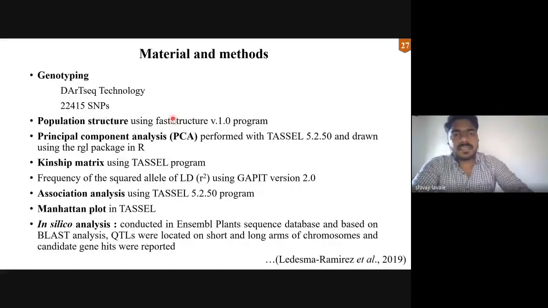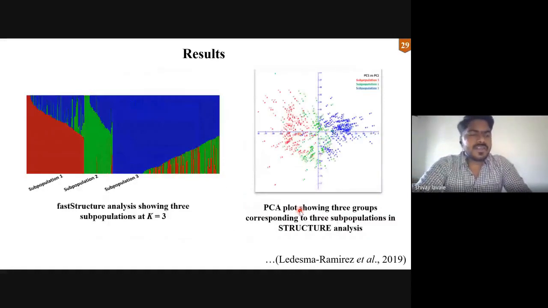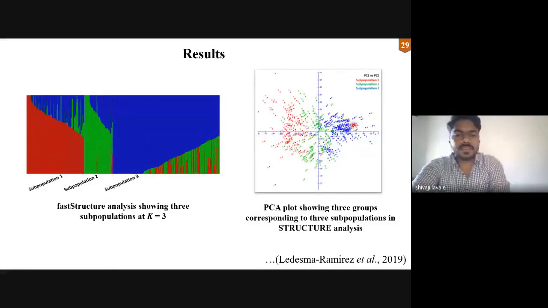And after the analysis, they have found that in all the 5 locations, the phenotype, the yellow rust resistance, has shown normal distribution, which denotes the polygenic response of the cultivars. When they combine all the data of 5 locations, even then the normal distribution was found. The structure software divided the panel into 3 different subpopulations. Even the PCA study showed there are 3 different subpopulations.